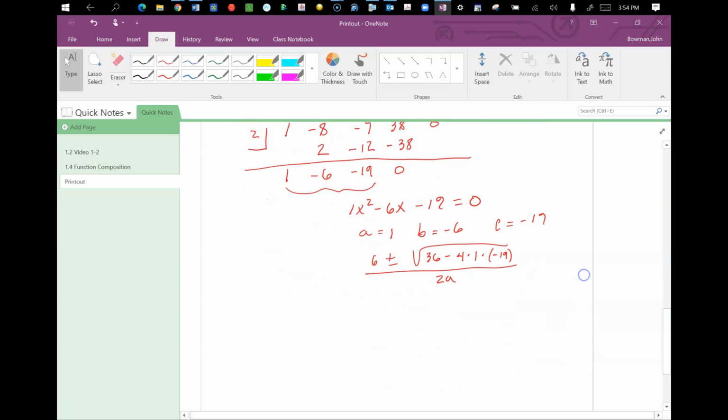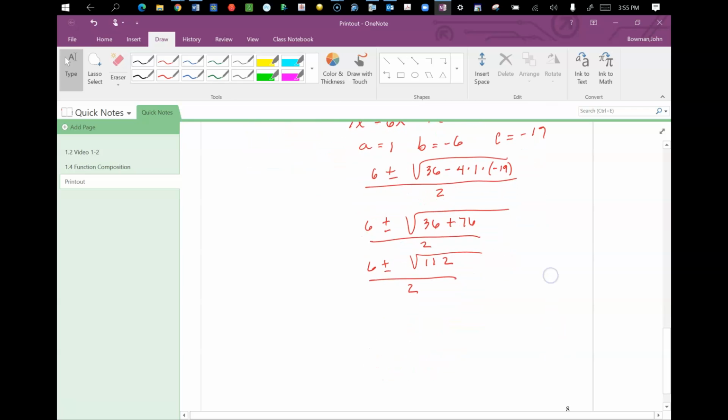So we have to do a little bit of simplifying here. As you can see, I needed to write 1 in place of a, and I didn't do that, so we've got just a 2 down there. So let's start simplifying. 6 plus or minus the square root of 36 plus 4 times 19. 4 times 19 is hard for me, so I just do 4 times 20, which is 80, and subtract 4, so that's 76. Divide that by 2. 6 plus or minus 36 plus 76 is going to be 112 divided by 2.